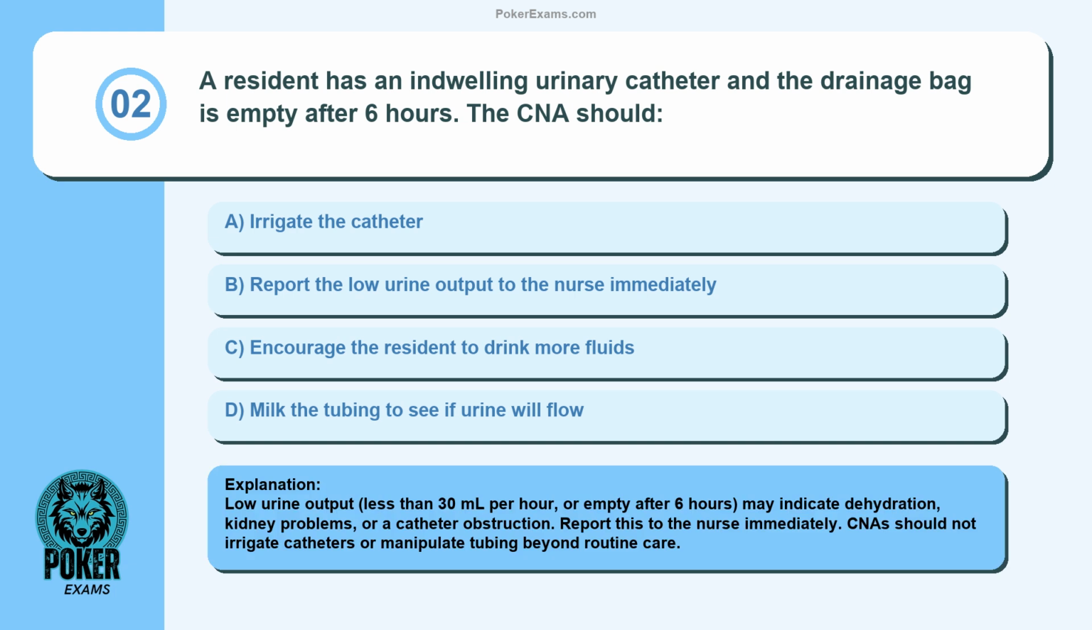Low urine output, less than 30 milliliters per hour, or empty after 6 hours, may indicate dehydration, kidney problems, or a catheter obstruction. Report this to the nurse immediately. CNAs should not irrigate catheters or manipulate tubing beyond routine care.